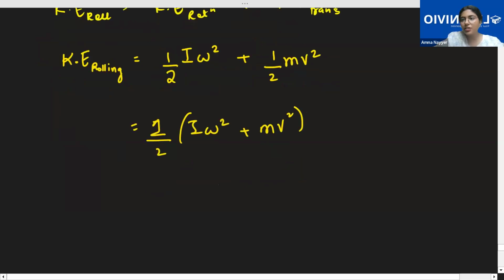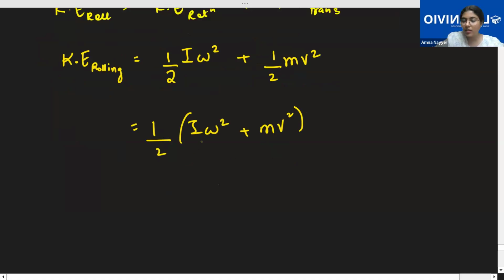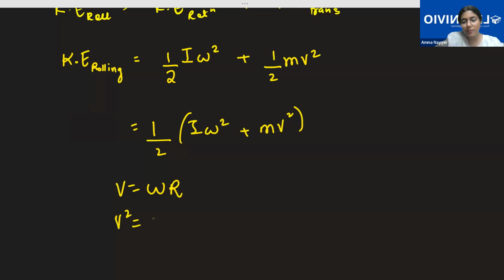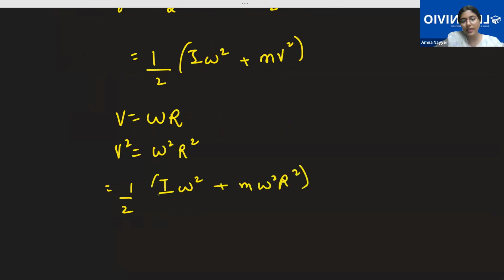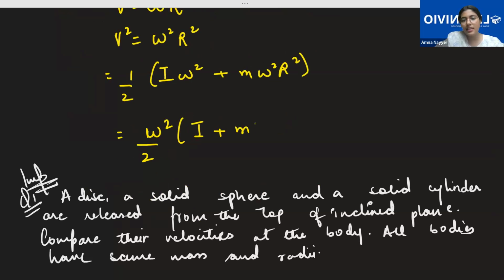Now, you know one relationship between velocity and angular velocity: v is equal to omega r. So here v square will be omega square into r square. Let's put the value: half I omega square plus half m omega square r square. Let's take omega square by 2 common: omega square by 2 times (I plus m r square). So like this, this formula you can use for kinetic energy.